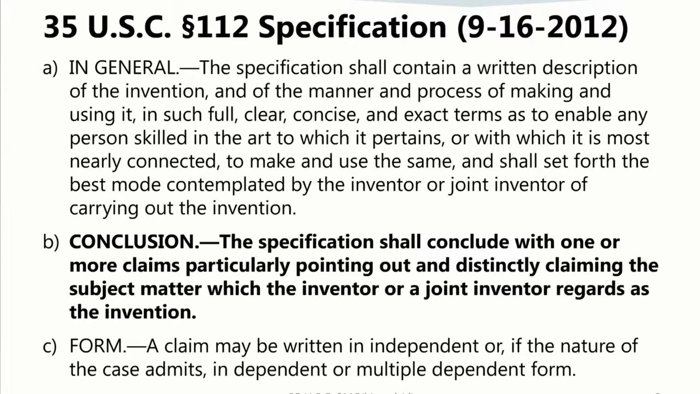This presentation will focus on 112B, which requires that the specification shall conclude with one or more claims, particularly pointing out and distinctly claiming the subject matter which the inventor or a joint inventor regards as the invention. The primary inquiry when examining claim language under 112B is whether the language leaves room for ambiguity or whether the boundaries are clear and precise.